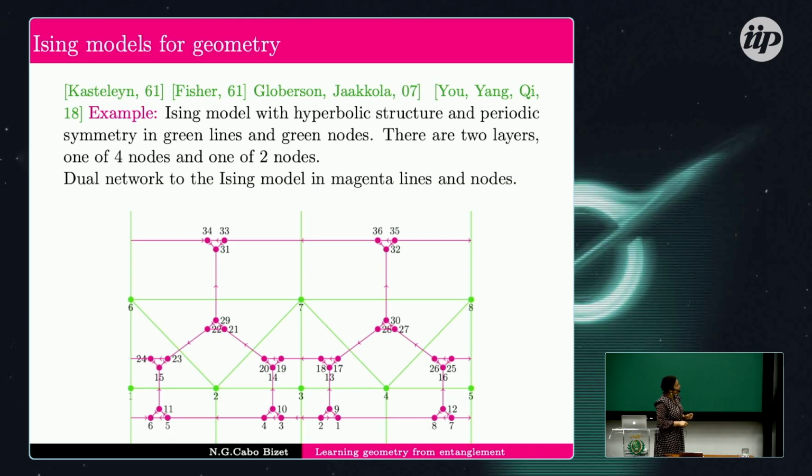This plot I made here is just to give you a flavor of how this works in terms of learning. The green nodes are the spins, and this is a very small network. Here I have 4 spins, again with the hyperbolic structure, 2 in the interior, and so on. We use results showing that for this Ising model you can write the partition function in terms of this dual network. The magenta is the dual network, and computationally we have to construct this for many cases. But basically it goes like this.